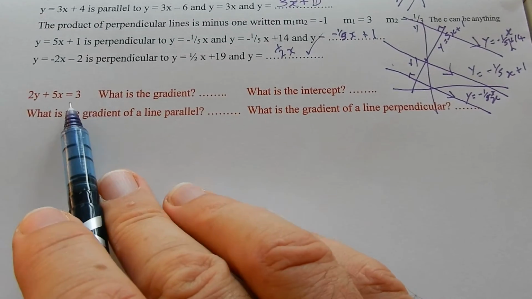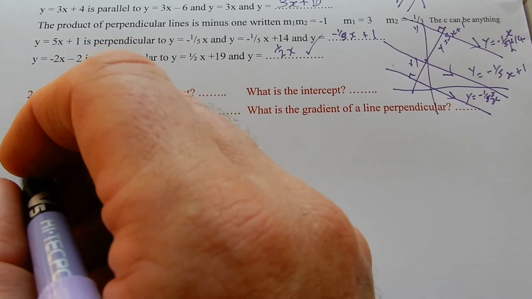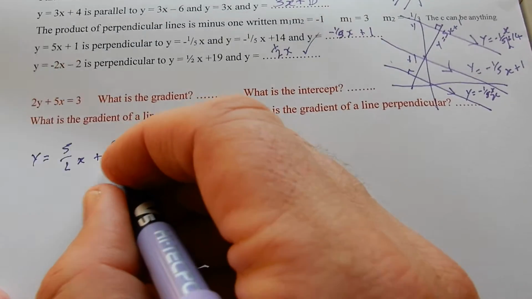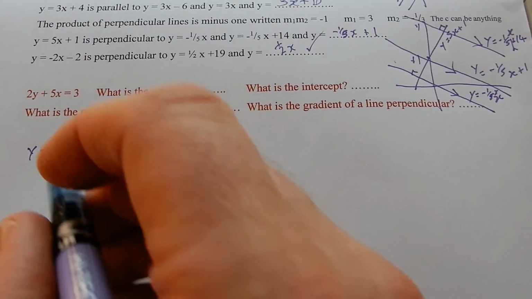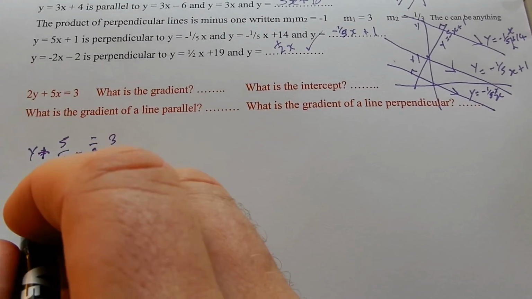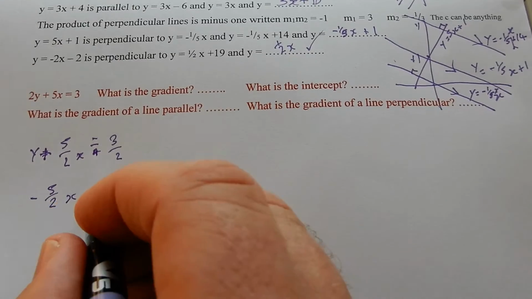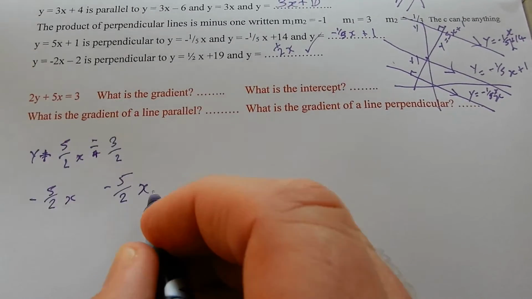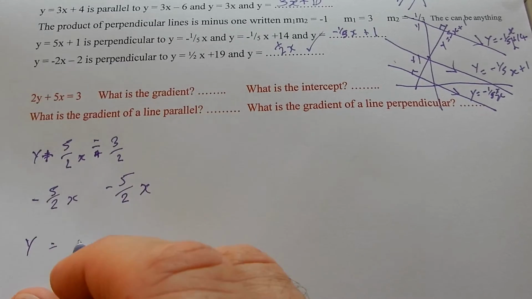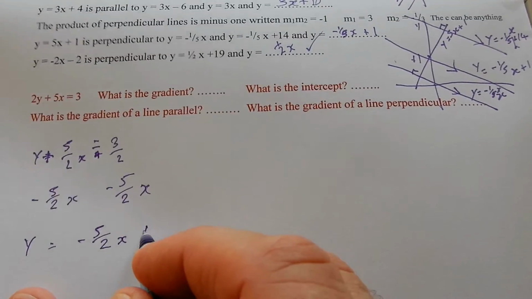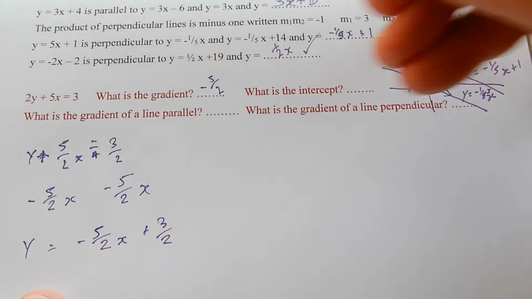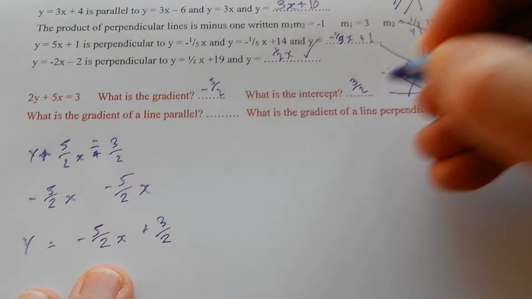2y plus 5x equals 3. What's the gradient? Take away 5x from each side, then halve: y equals -5 over 2 x plus 3 over 2. Careful with the signs. So the gradient is -5 over 2 and the intercept is 3 over 2.